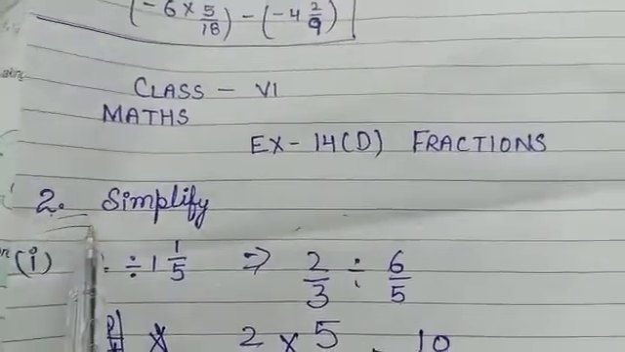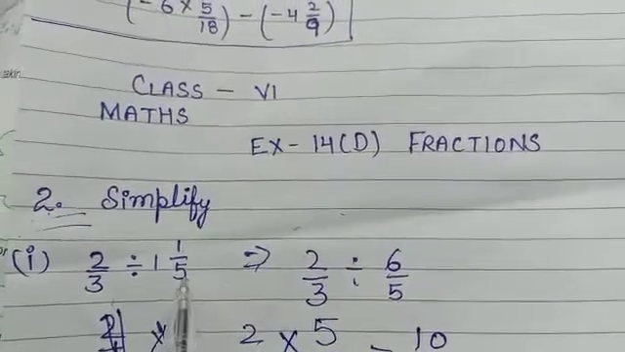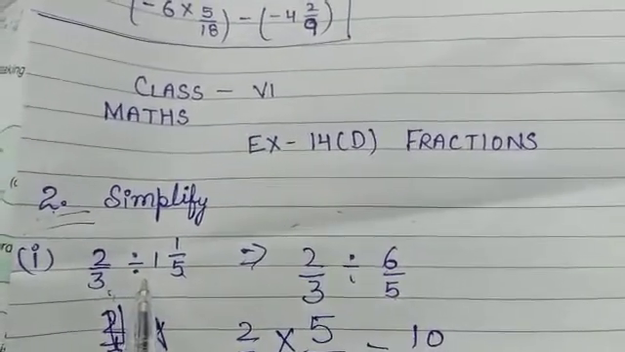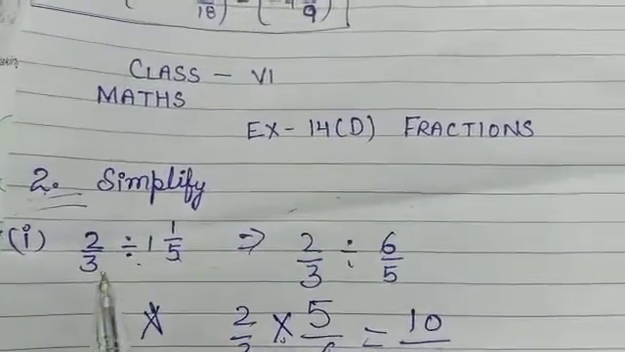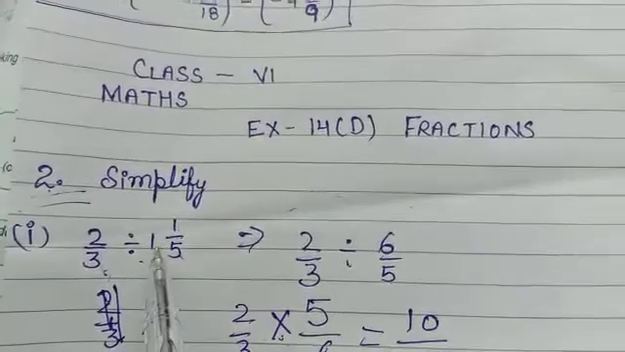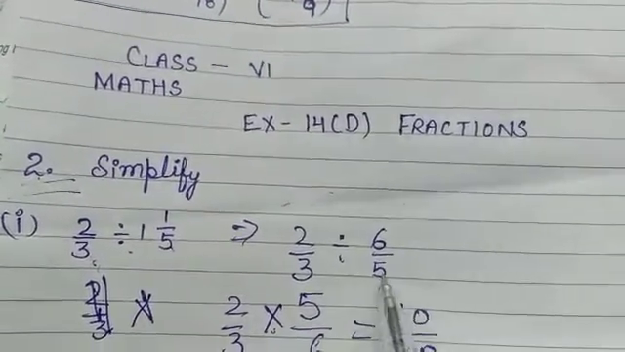Question number 1 we have already done, in which we did the multiplication of fractions. In this case we will do the division of fractions, right? So how to do it? It's very simple. Firstly, simplify the fraction, beta. 5 ones are 5, 5 plus 1, 6 over 5, right?